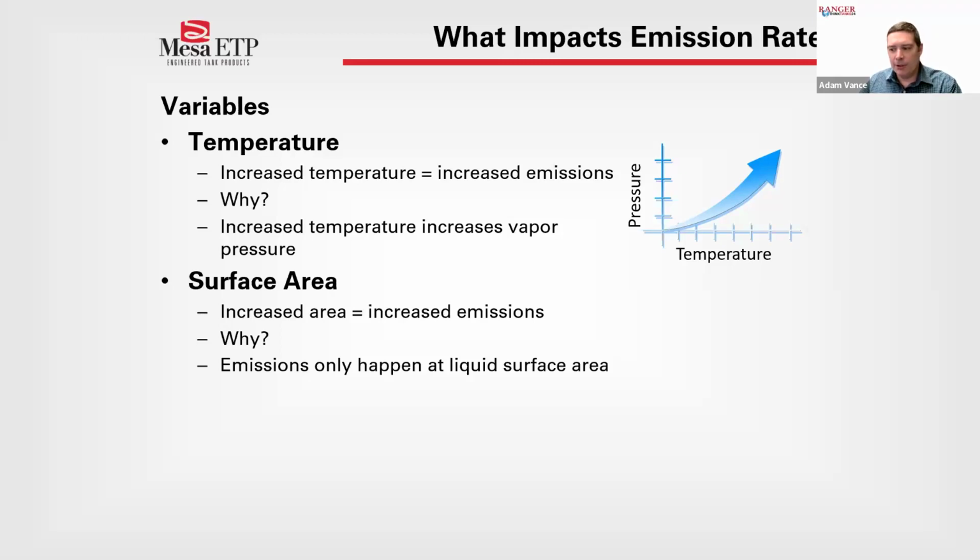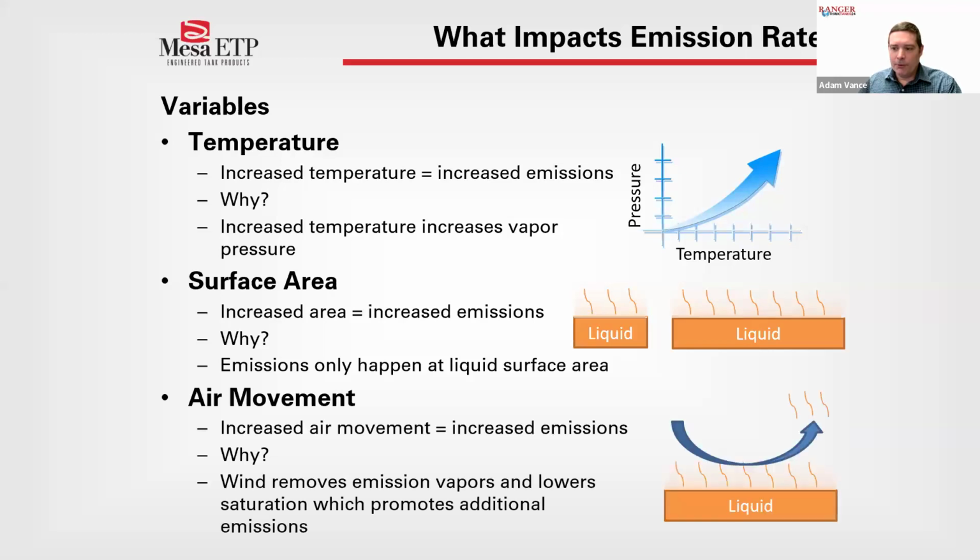If we took the same volume of liquid and put that liquid in a tall container with a very small surface area exposed to the air, and then put that same amount of fluid in a very shallow container with a large portion of the fluid exposed to the air, the fluid in the shallow container would evaporate at a much higher rate than the fluid in the taller container. And so surface area is directly impacting how much emissions that we have. And again, this is because emissions happen at that transition point between liquid and gas for the liquid surface.